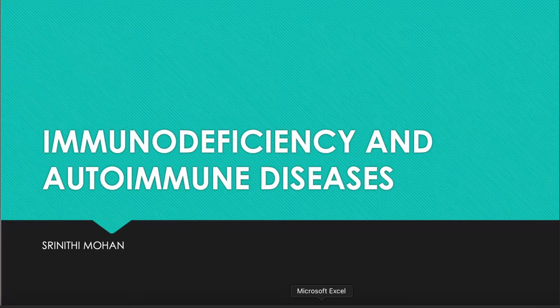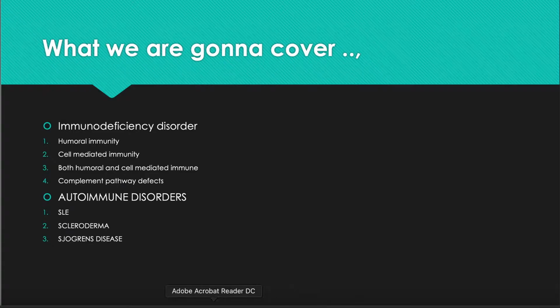About immunodeficiency disorders and autoimmune disorders. Now, it's quite a vague topic to be honest, but once we put in some effort and time into this, it's going to be one of the easiest topics to tackle. And what are we going to cover? We're going to talk about primary immunodeficiency disorders and autoimmune disorders such as SLE, scleroderma, and Sjogren's disease.